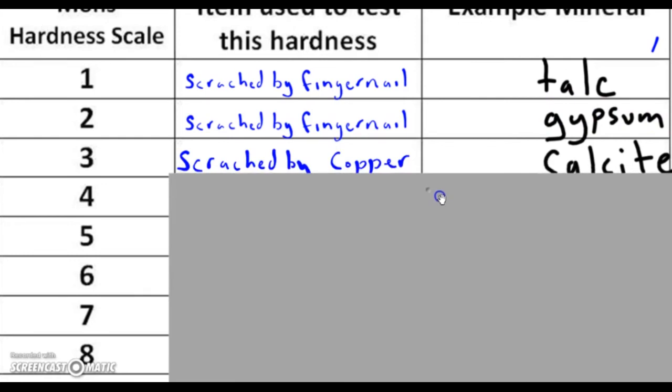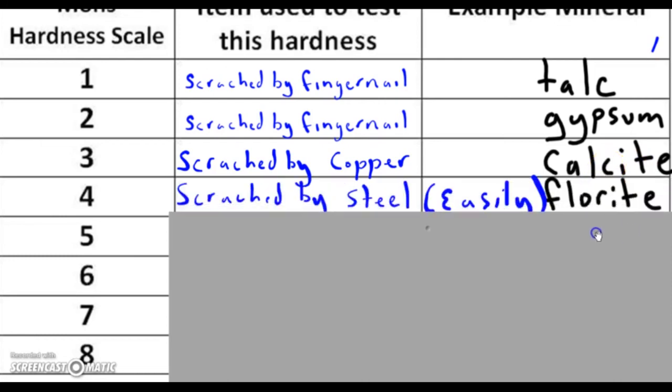A 3 can be scratched by copper, but not scratched by your fingernail. So if you can scratch it with a penny, it's a 3 on the hardness scale. And the example is calcite, a relatively soft mineral, but getting harder. A 4 can be scratched by a steel, like a nail, for example, and that would be fluorite.